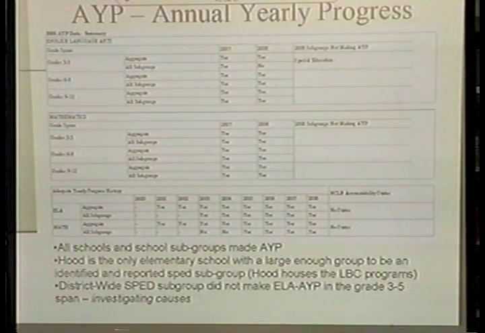Hood is the only elementary school with a large enough group. It has to be 40 or more students to be identified and reported on as a SPED subgroup, and the Hood houses the learning-based program. So they do have a large SPED population. I believe the raw number was 48 students between the third and fifth grade span, and that group did make AYP at the Hood, so they met their targets.